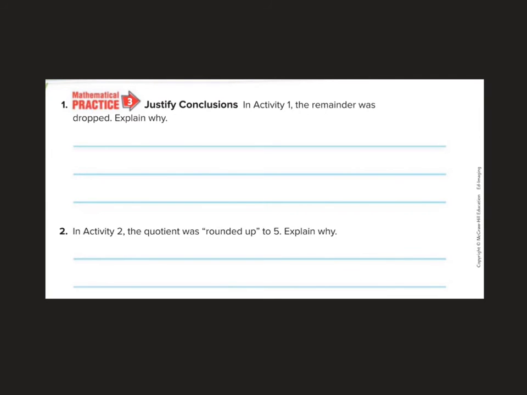Okay, but in activity 2, we had to think about our remainder, and we rounded up to the next number because we needed enough to cover the kids. We can't have kids going out and about without any chaperones.